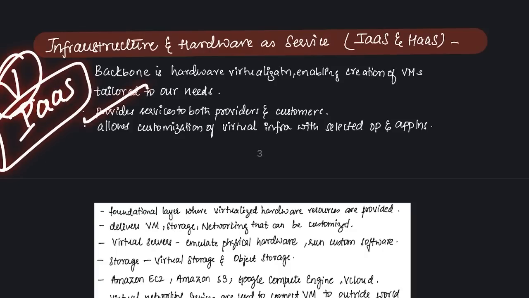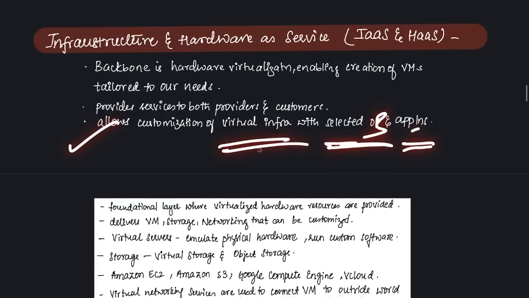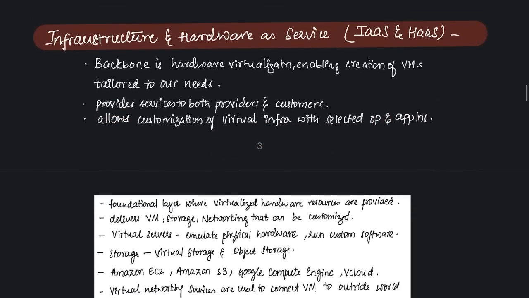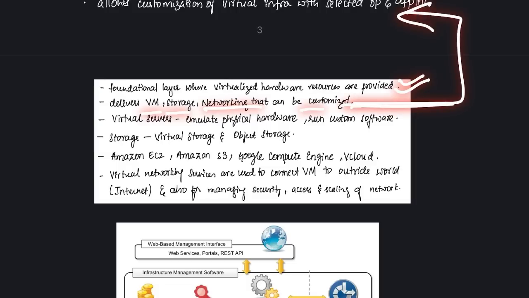So it provides services to both providers and customers or consumers. It allows customization of virtual infrastructure with selected operating systems and applications. So depending on the operating systems and applications, you can further modify or customize it according to your need, right? So it provides a foundational layer where virtualized hardware resources are provided. We know this. It delivers virtual machine storage and networking that can be optimized, as we have seen in this step.